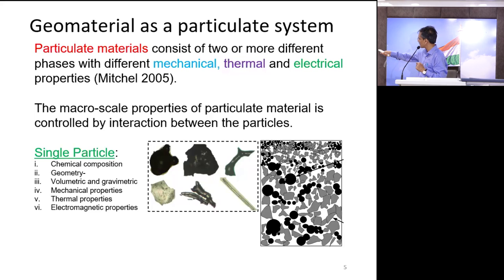But here, if you look at this, I have shown you different wastes. Somewhere it is very irregular, somewhere, like fly ash, it is totally spherical. So these particles are also different. The geometry is different. Then volumetric or gravimetric.